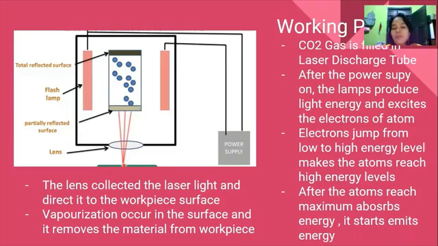Electrons jump from a low to a high energy level, which makes the atom reach a high energy level. After the atom reaches maximum absorbed energy, it starts to emit the energy. The lens collects the laser light and directs it to the workpiece surface. Evaporation occurs at the surface and removes the material from the workpiece.